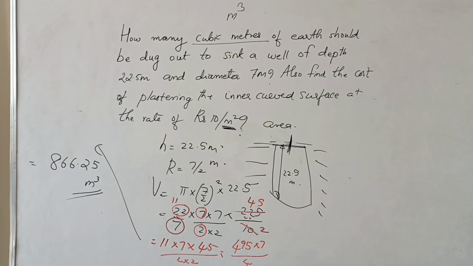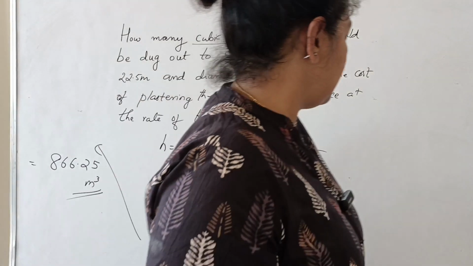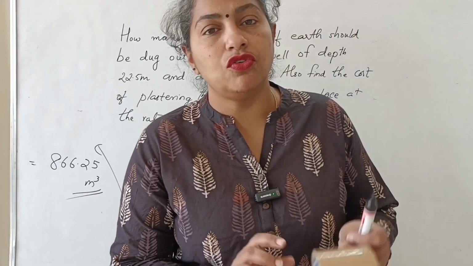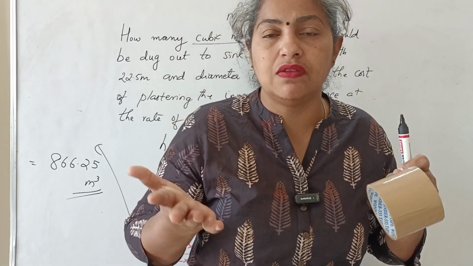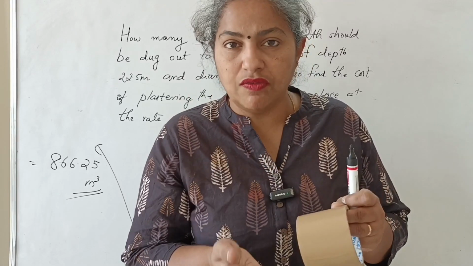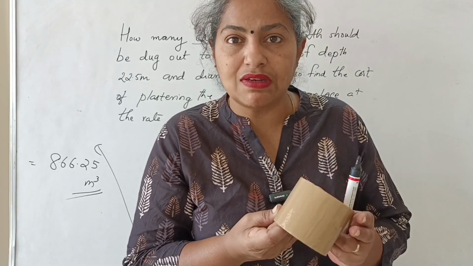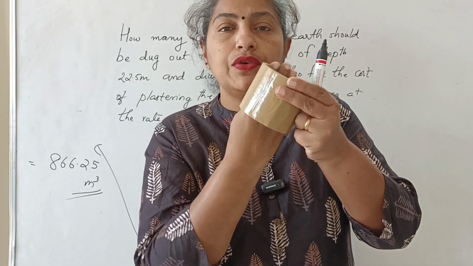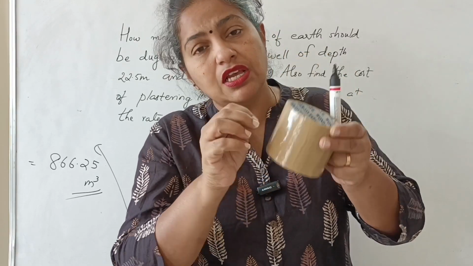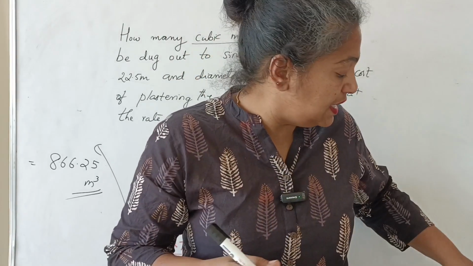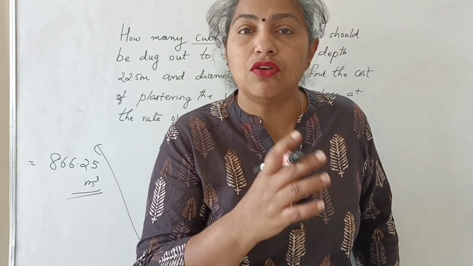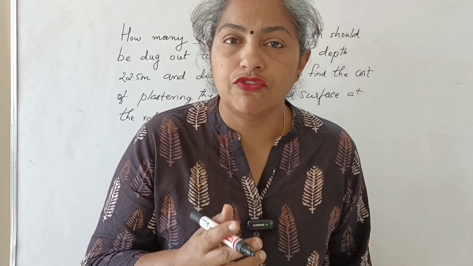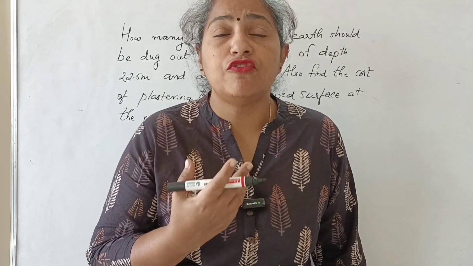Now let us move on to the second part. The cost of plastering the inner curved surface at the rate of so and so. So this is my inner curved surface. So cost of plastering is always related to area, painting is always related to area, cementing is always related to area. So I told you the inner curved surface is this surface. So let us see what is the area of the inner curved surface and the cost of plastering. Now you are asked to find the inner curved surface area for plastering.